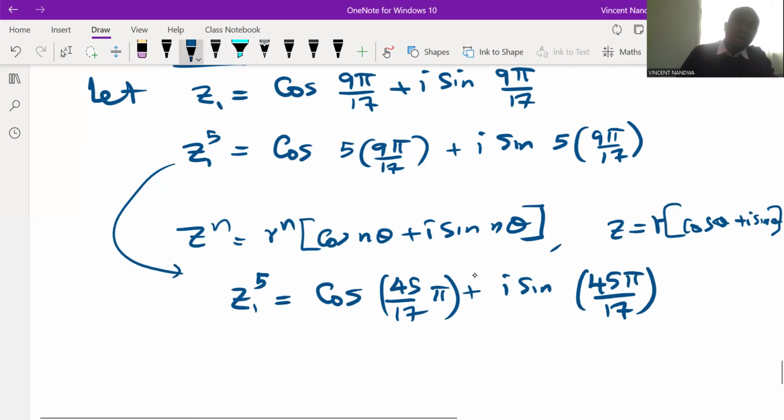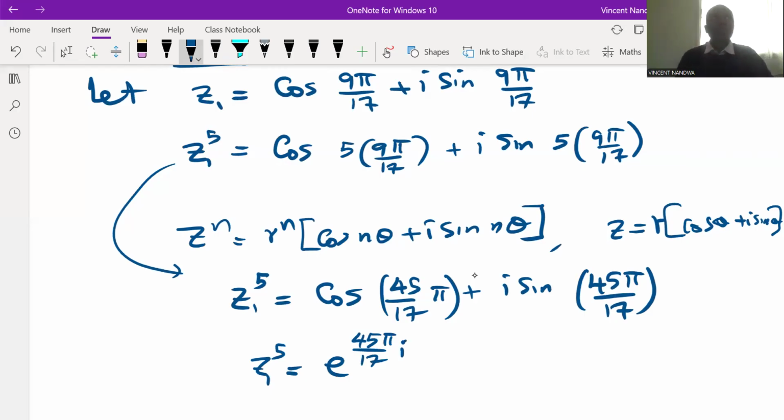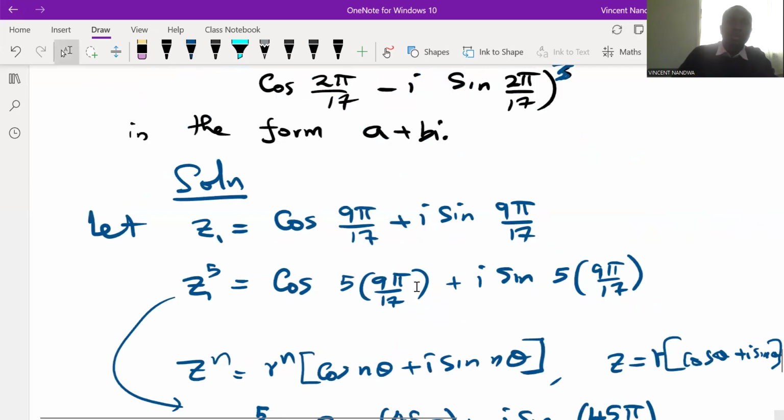And you can as well write this one as Z1 power 5 is actually e raised power 45 pi over 17 I, because remember the exponential and polar form are more or less the same structures in terms of the description. And when you put in the exponential, then it will make our simplification of the numerator and denominator much easier to deal with.